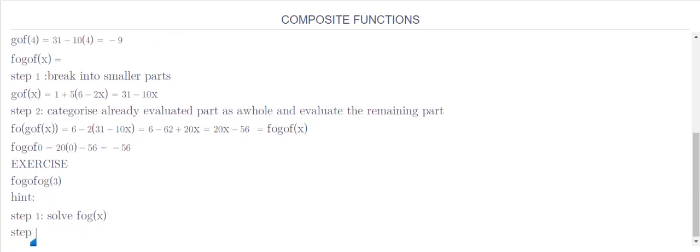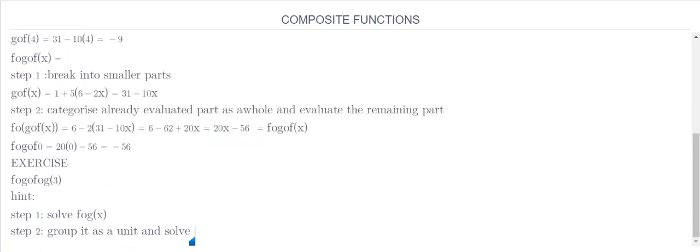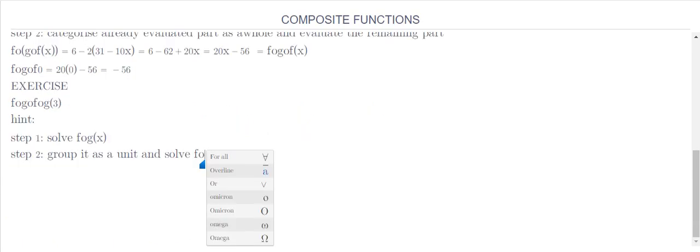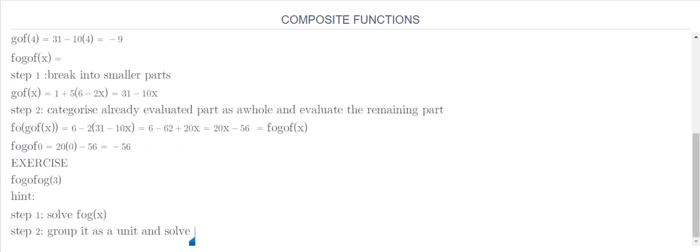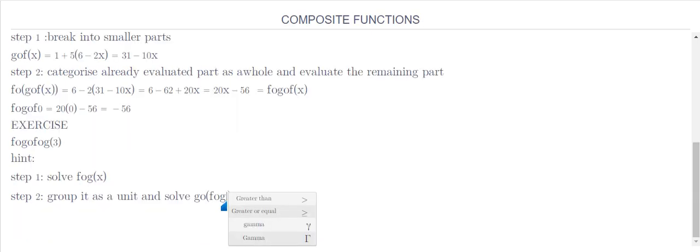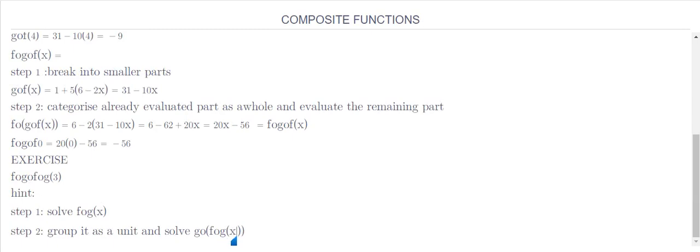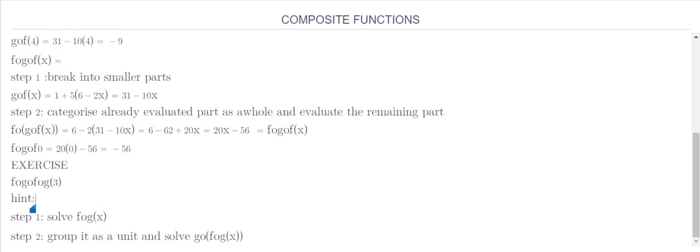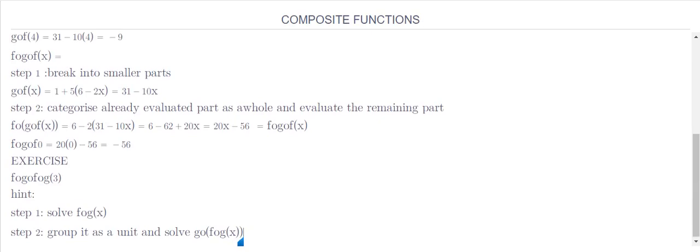Step 2: group it as a unit and solve, no, the second part here is g of f of g. F of g you have already gotten and you have grouped it. So you are solving g of whatever you have grouped, f of g. And of course it is of f of x. So there you are going to be getting another part.